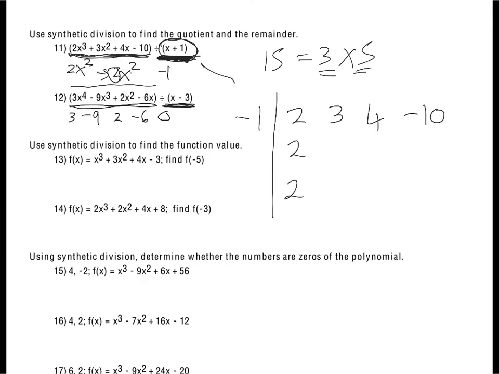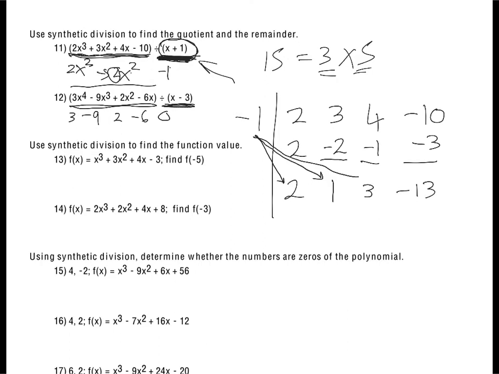Okay, let's go back to this one up here. And this is what you do. -1 times 2 is -2. Add those two together, you get 1. -1 times 1 is -1. Add those two together, you get 3. -1 times 3 is -3. You add those two together, you get -13.